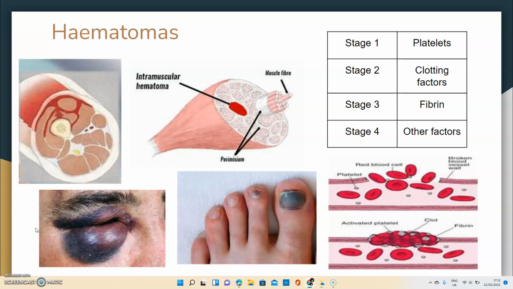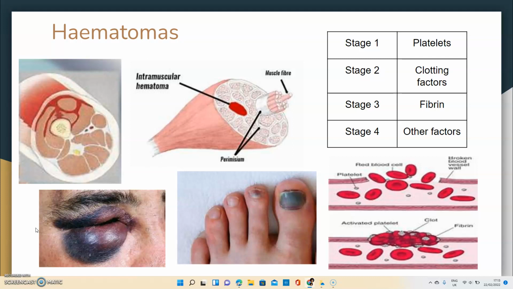Hematomas are most commonly caused by injuries to the wall of the vessel. For example, in football, a player might get an opposing player stud them in a specific part of their blood vessel, which can cause a hematoma. Hematomas are very noticeable and will be a build-up of blood. For example, in the pictures at the bottom, you can see someone's eye who's suffered a hematoma, which has gone all purple.